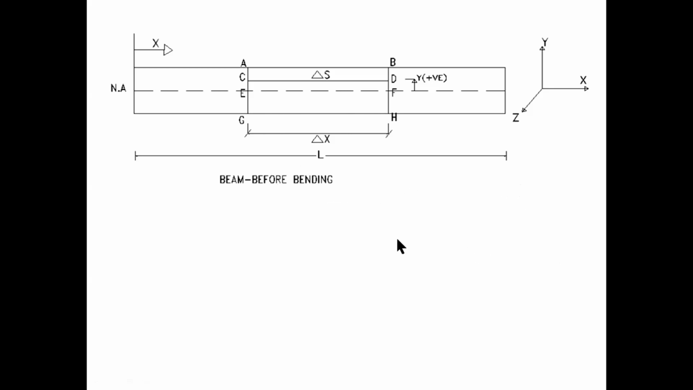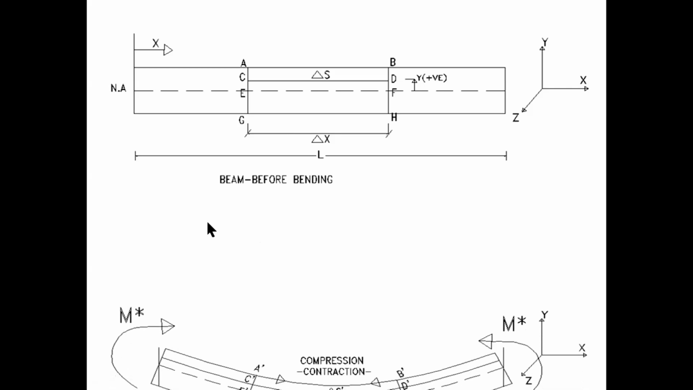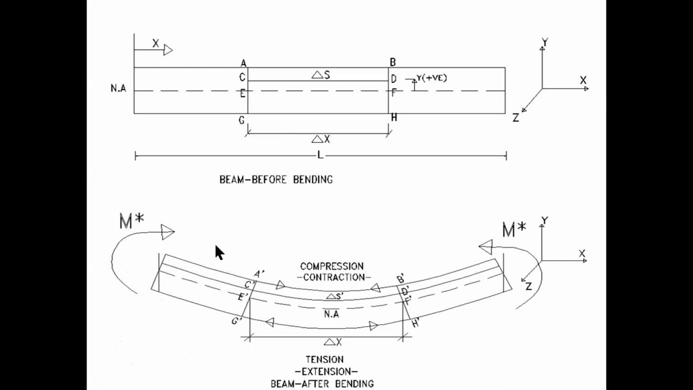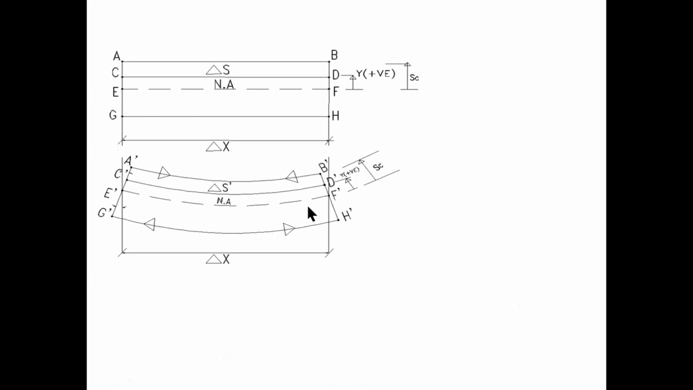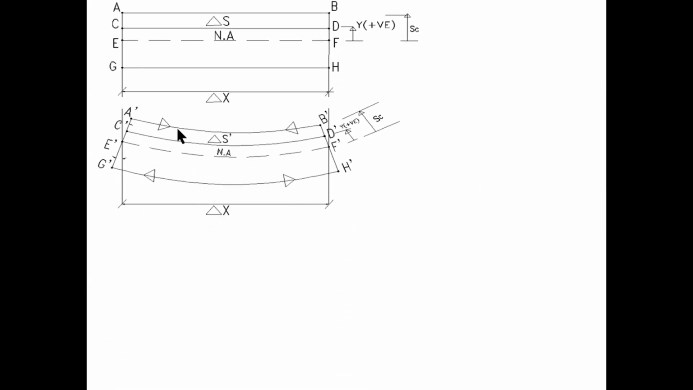Now, let us look at the after beam bending diagram. We can see that the vertical lines here at the ends have only rotated. Let us go to a zoomed image, which is a lot clearer. Here we go. There are 5 main observations I would like to discuss with you here.